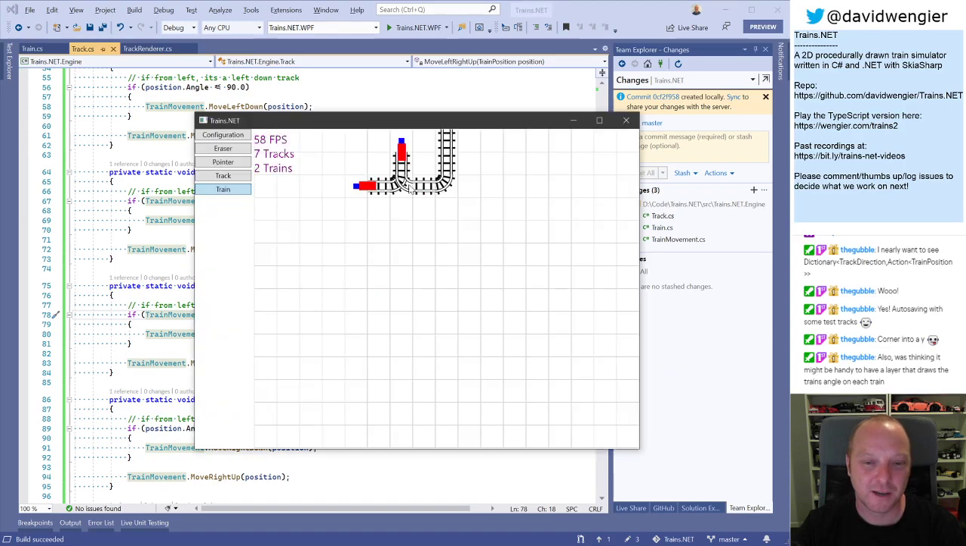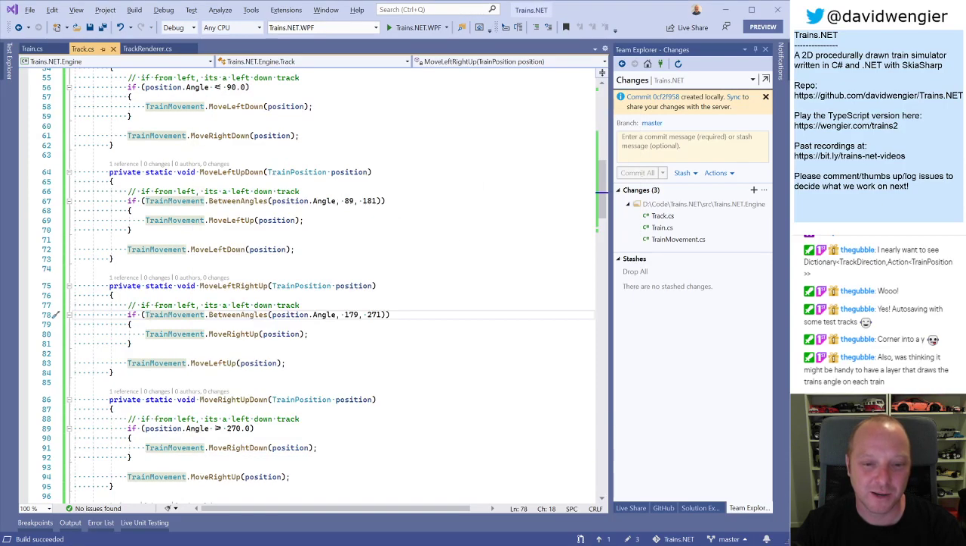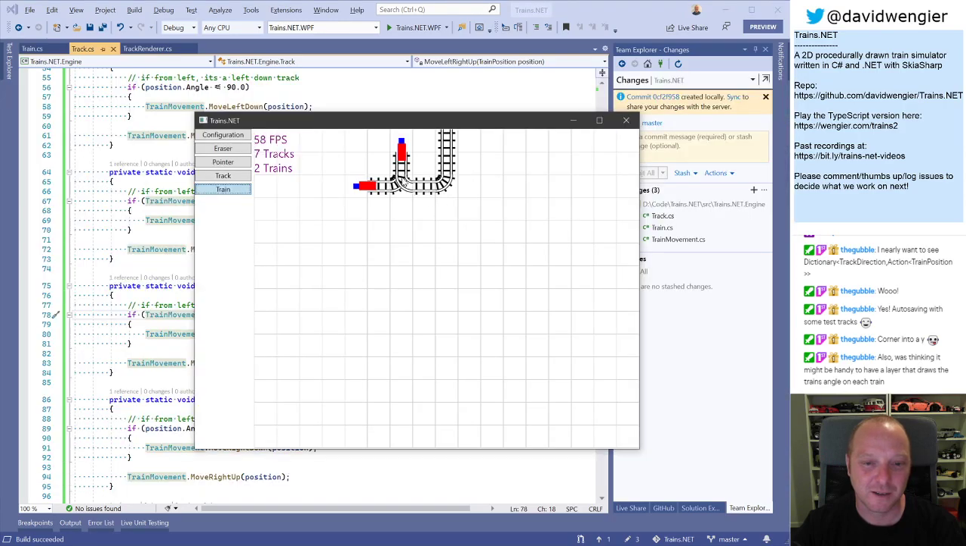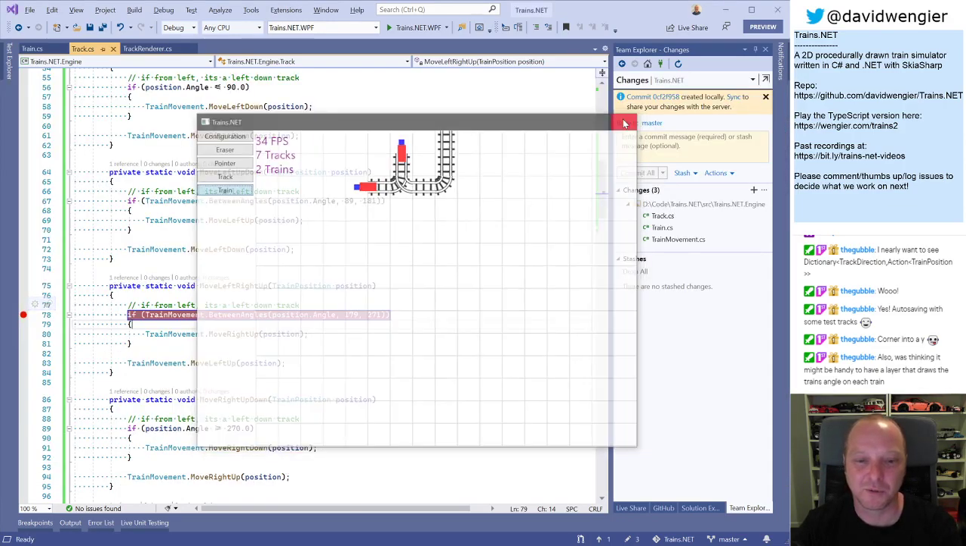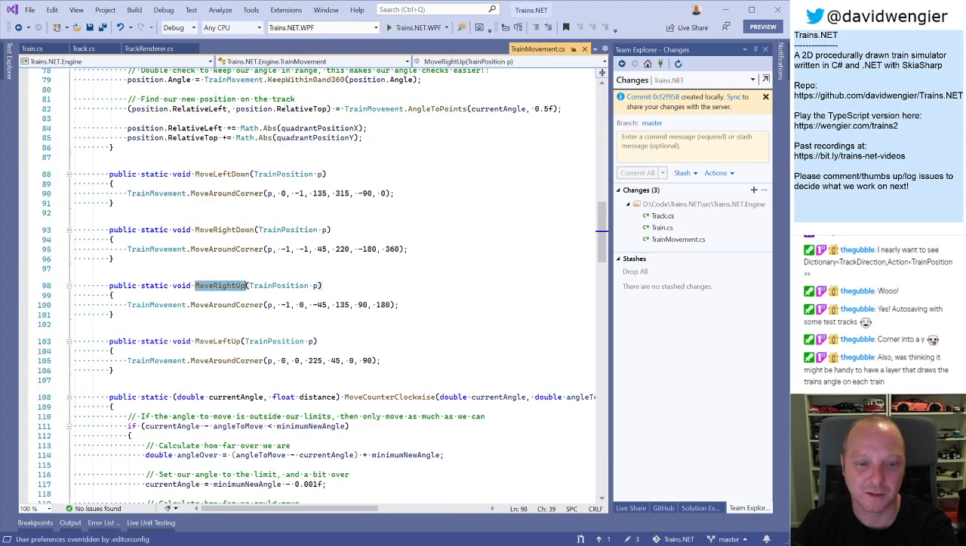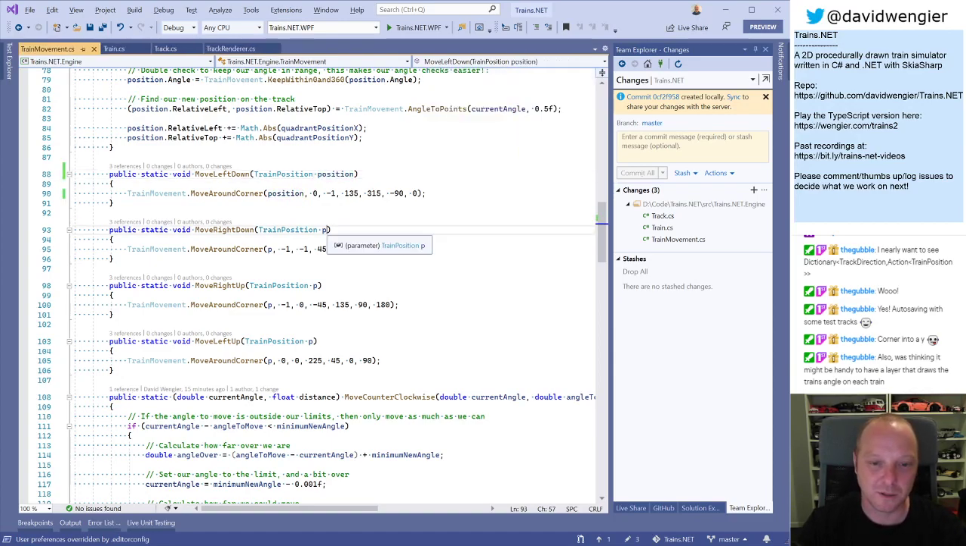It's coming in at 180. That's going up to 270. Move right up. It looks right. Unless I broke move right up somehow. Moves around the corner. I do want to change all of these P's. No, not those P's. Oh. Okay. Vision.